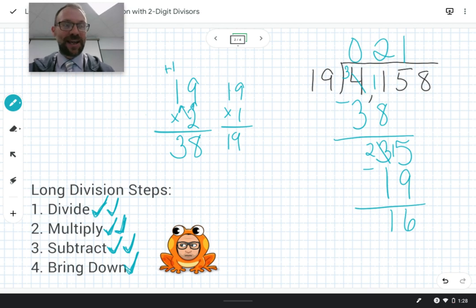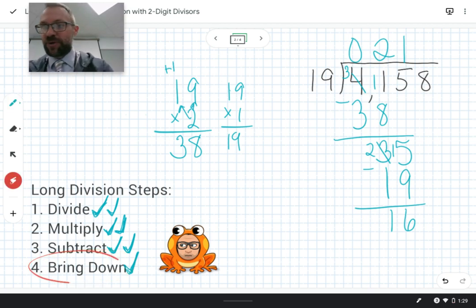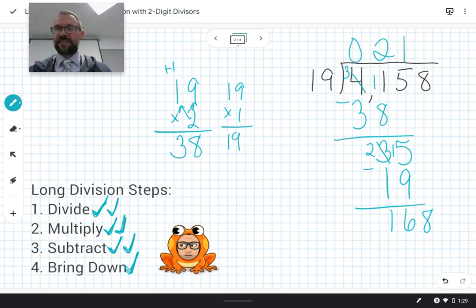And now I have to bring down. Last step. I'm going to bring down this 8. Nice and neat. Straight down into this remainder. And now I have 168.